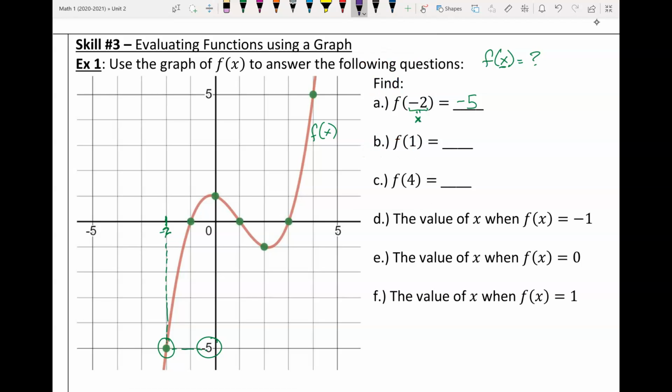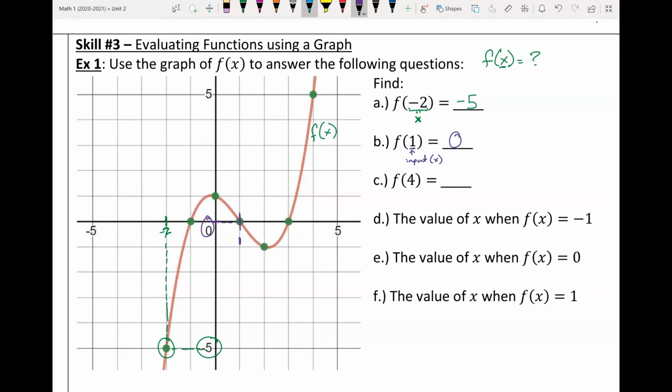So next one, my input is 1. Remember, that is our input, or x. So I go to positive 1. Here's positive 1. My point is already on there. So what is the y value, or the output? Well, I'm already here, so I just go over, and my output is 0. So 0 is my output at x equals 1.